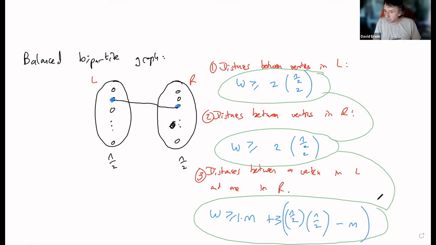So let me just have a look. I have a whole bunch of questions that just popped up in the chat. Does this work for multipartite graphs as well? So if you've got a multipartite graph and then you add up the distances in each layer, and then you take the distances between vertices in different partite sets.